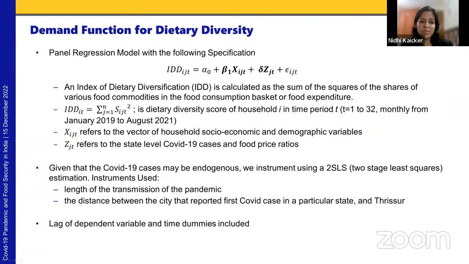Another variable that we introduce in this specification is the expenditure on transportation by each household. Because the COVID-19 pandemic and the resultant lockdown was characterized by mobility restrictions, and there were several behavioral changes like more time being spent at home, lesser eating out, greater dependence on food deliveries, also dependence on packaged and ready to eat and cook meals. So to capture this behavioral change, we introduced this variable. And as in the previous case, we are using lags of the dependent variable and time dummies. And we are also instrumenting COVID-19 cases using a 2SLS estimation.